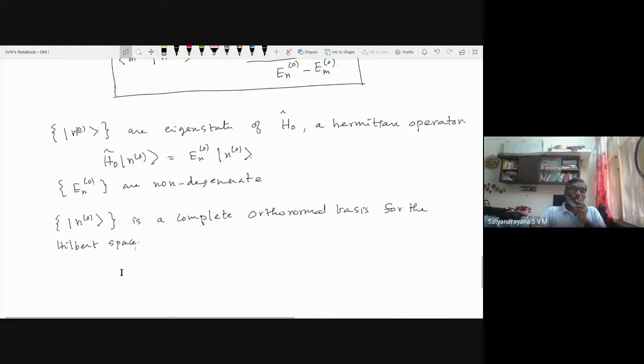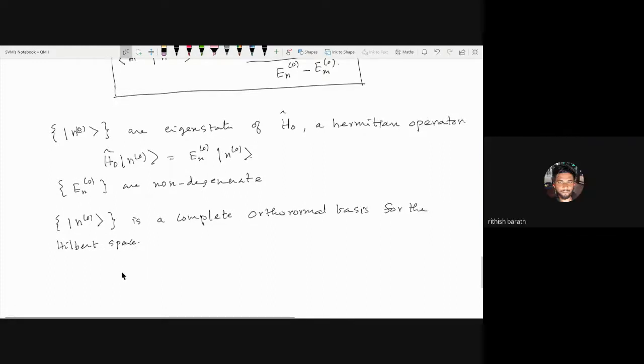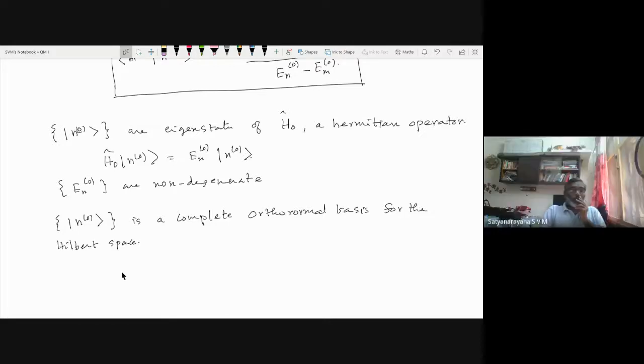This much is understandable from the postulates of quantum mechanics, because H0 is a Hermitian operator. This is a complete orthonormal basis. What does that mean? That means you take any M0 and N0, the inner product is delta Mn. I'm assuming normalization, so that is fine. So you take any two vectors in this basis, they are orthogonal to each other. This is something which we are assured.